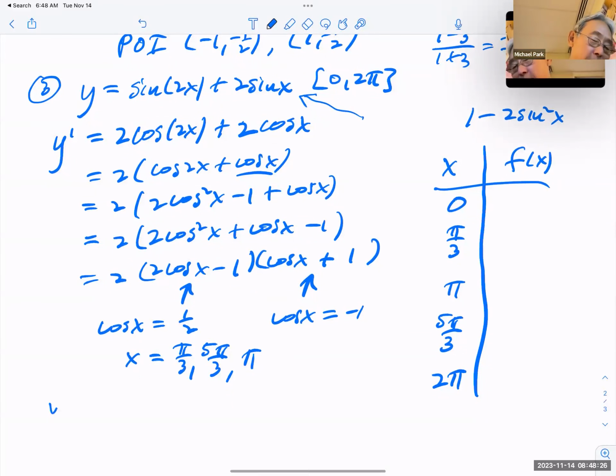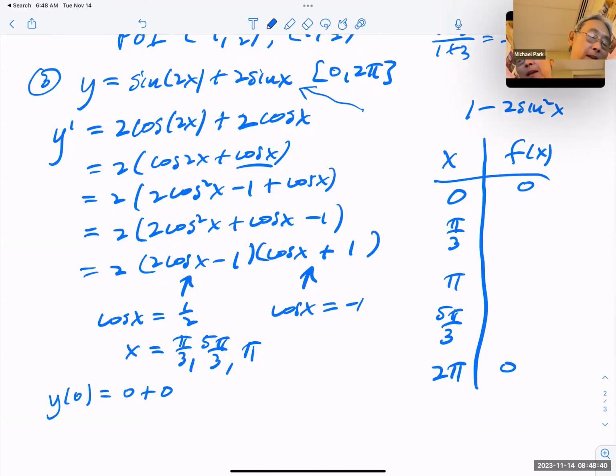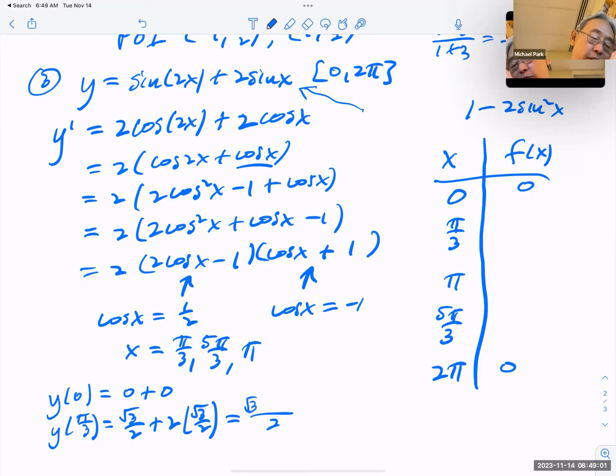Okay, so if you plug in 0, let's do y of 0. What is that? 0 plus 0. And then, of course, if you plug in 0 and get 0, if you plug in 2 pi, you should also get 0, because that's how trig functions work. Now let's plug in pi over 3. You get sine of 2 pi over 3, which is √3 over 2, plus 2 times sine of pi over 3, which is √3 over 2. If you make a least common denominator of 2, you get √3 plus 2√3, so that would be 3√3 over 2.